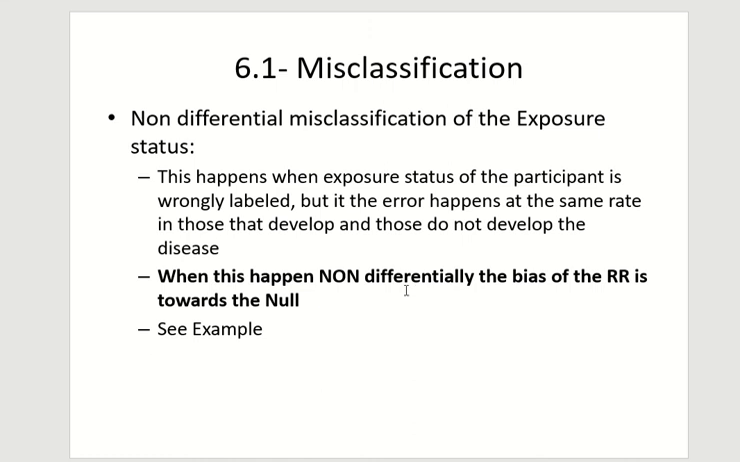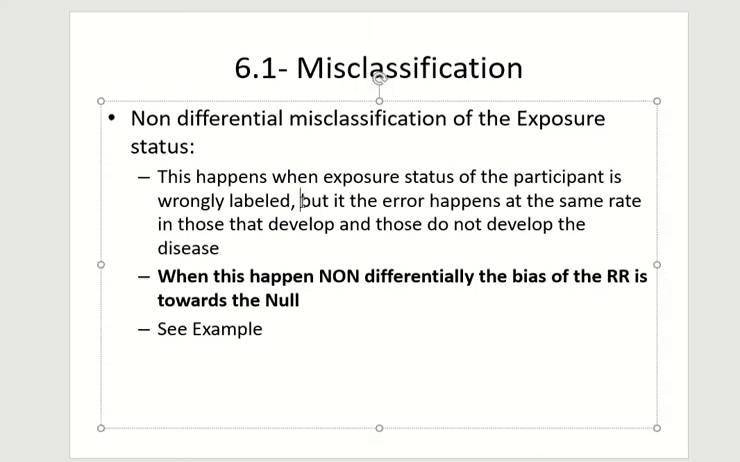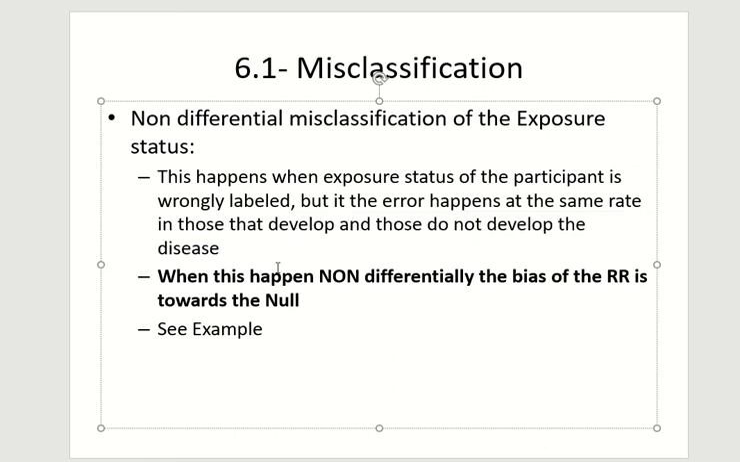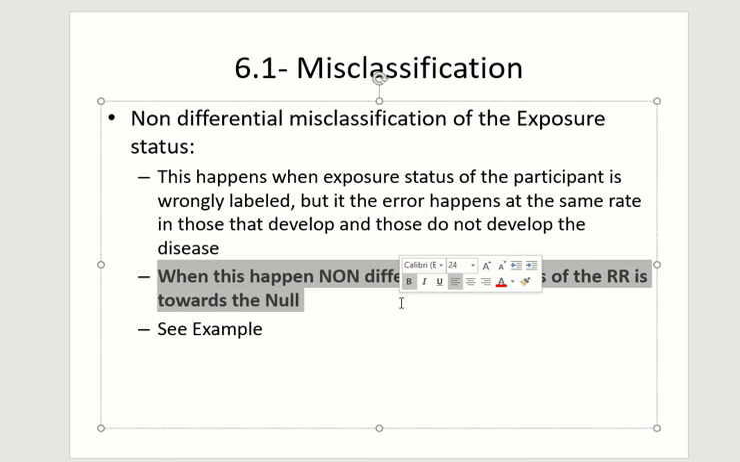So this happens when the exposure status of the participant is wrongly labeled, but the error happens at the same rate in those that develop the outcome and those that do not develop the outcome. Okay? So when this happens, non-differentially, the bias of the relative risk is towards the null. Remember, what does that mean? We're biasing towards the null. Remember, a relative risk or an odds ratio, according to the null hypothesis, always states that the relative risk or the odds ratio is equal to 1.